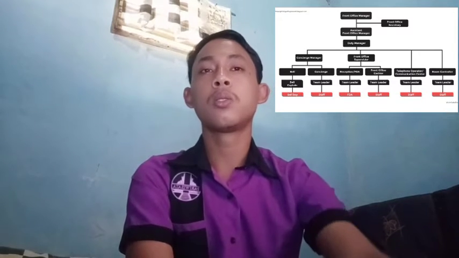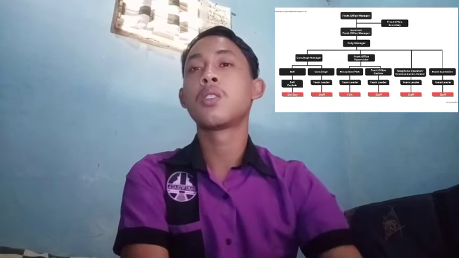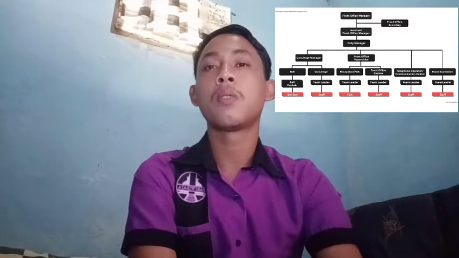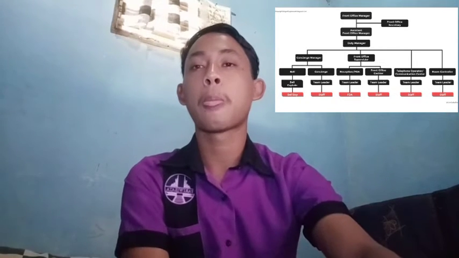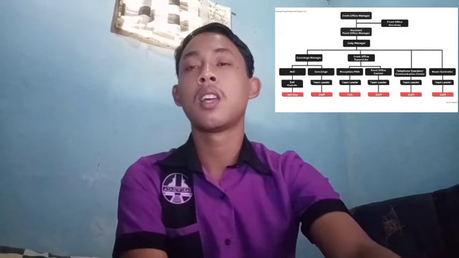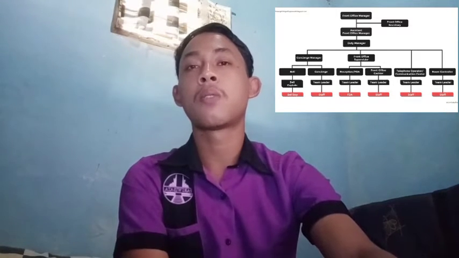And then the next, team leader concierge. The concierge section is chaired by a team leader. The duties of this team leader are as follows: supervise and assess the work of the staff in the concierge section, provide training to the staff in the concierge section, complete administration in the concierge section, leading the concierge section.